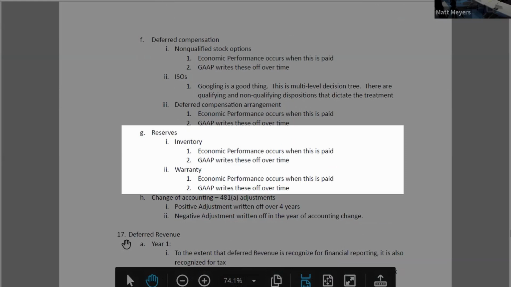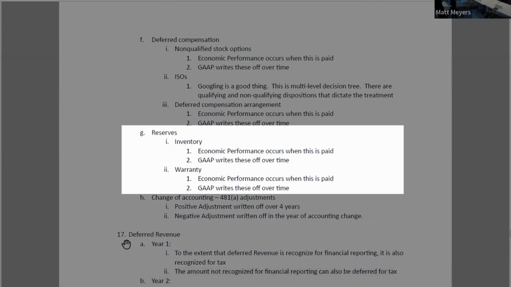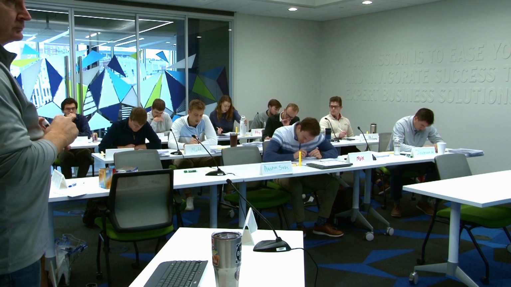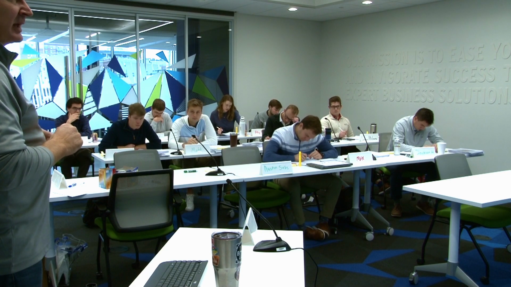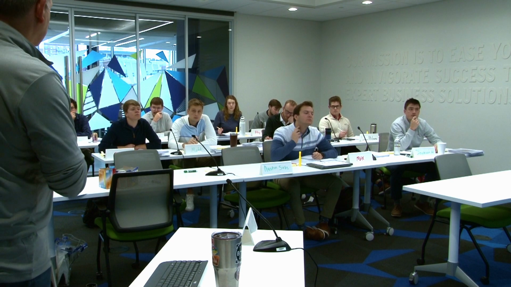All right, we have reserves, there's inventory, and economic performance occurs when this is paid and GAAP writes these off over time. Then a warranty, economic performance occurs when this is paid and GAAP also writes these off over time. Okay, so let's just stick there for a second.